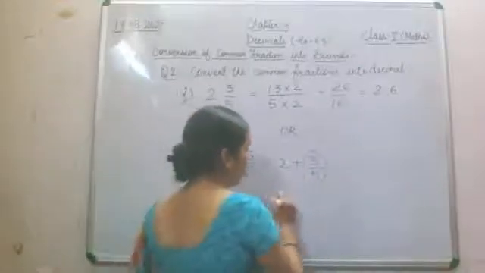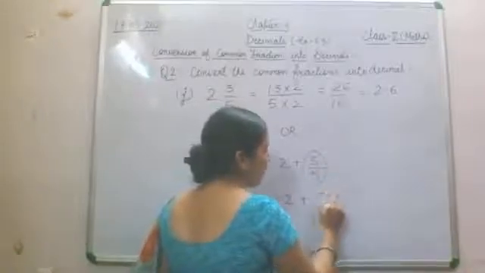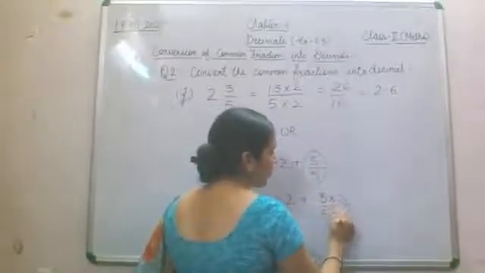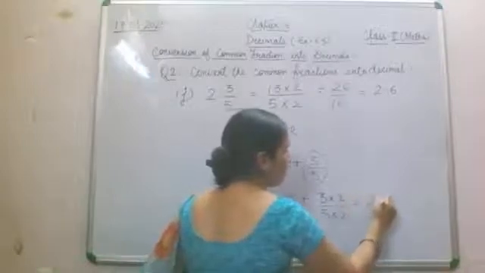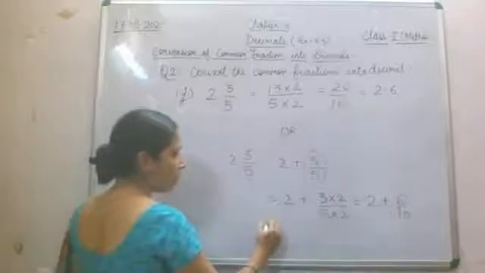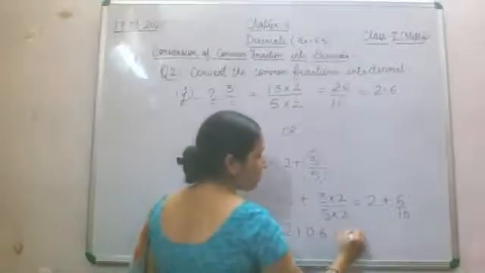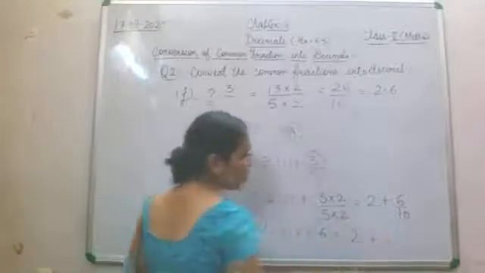Now what will we do? 3 2s are 6 and 5 2s are 10. So what will it become? 2 plus 6/10. So this 6/10 will become 2 plus 0.6, or after adding it we will get 2.6.